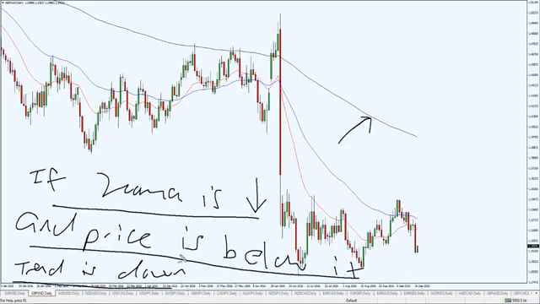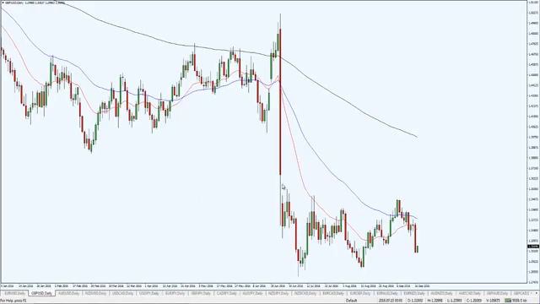So this is a very simple definition of how I define the trend. In this instance, clearly it's pointing lower and price is below it. So I'm looking to short this market. So number one, what we have is the trend.